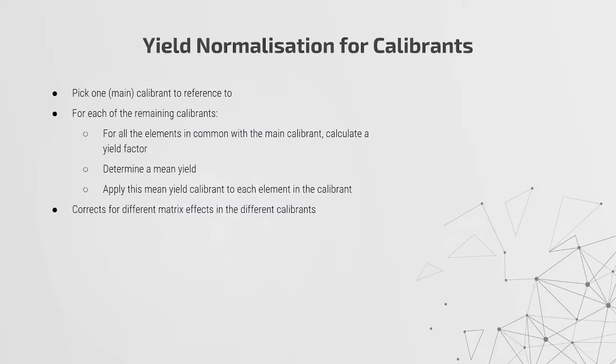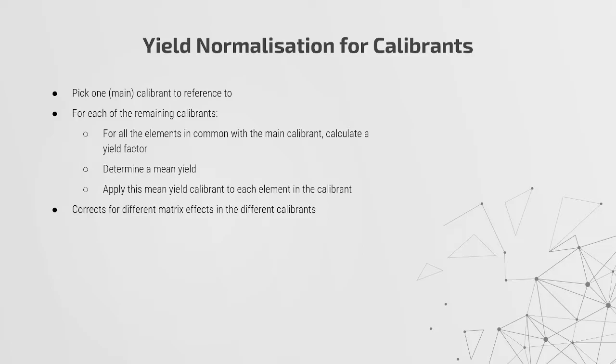So how do we take into account this yield factor? Actually, before we do that, let's talk about yield normalization for our calibrants. Remember that we've got two different types of glasses for our calibrants. We've got basaltic glasses and we've got sodic glasses. The way we do that is we choose a main calibrant that everything else is referenced to.